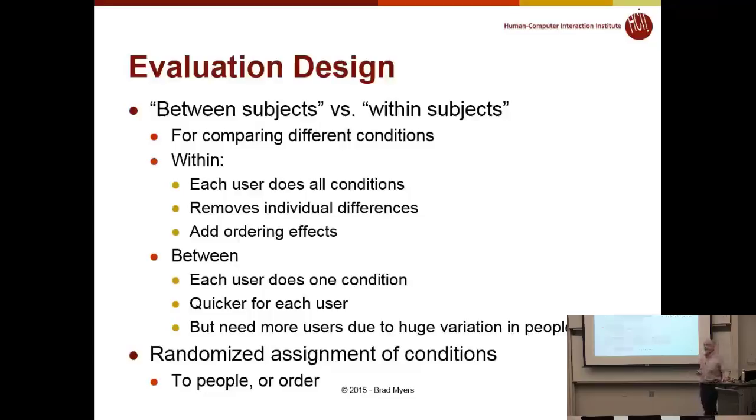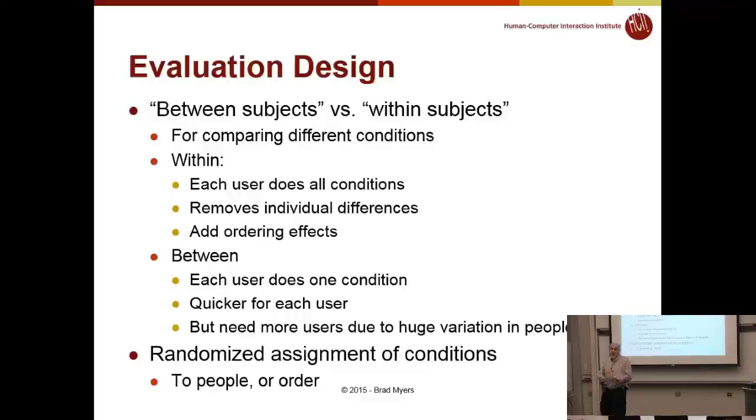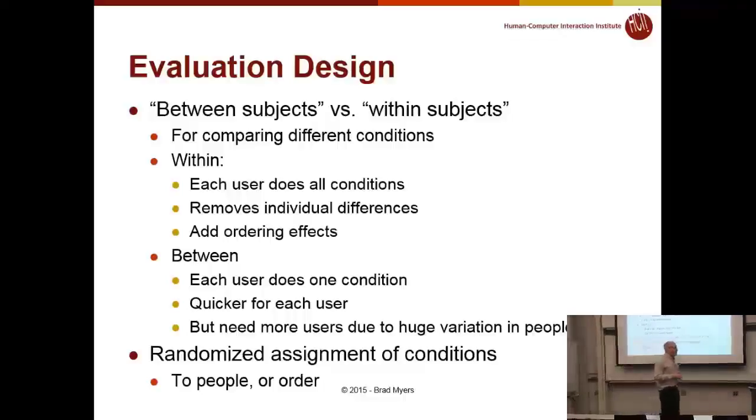If you have two different versions of something that you're trying to test, there's basically two ways to design that kind of study. One is called between subjects and the other is within subjects. So within means each person sees both versions. So you show version 1 to the user, and then you show version 2 to the user. And obviously, if that's a really good user or a really poor user, they'll presumably behave about the same way on both ones. So that removes the individual differences.